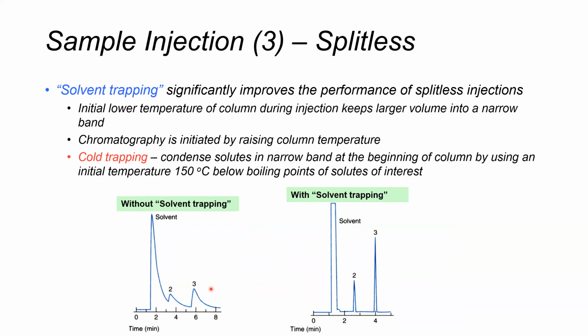So this is a comparison of using solvent trapping and not using solvent trapping. You can see that without solvent trapping, we have a big problem with tailing. It means that we can't really use our peaks qualitatively, but with solvent trapping, we're able to improve the resolution considerably, and we can see that we have nice symmetric peaks.